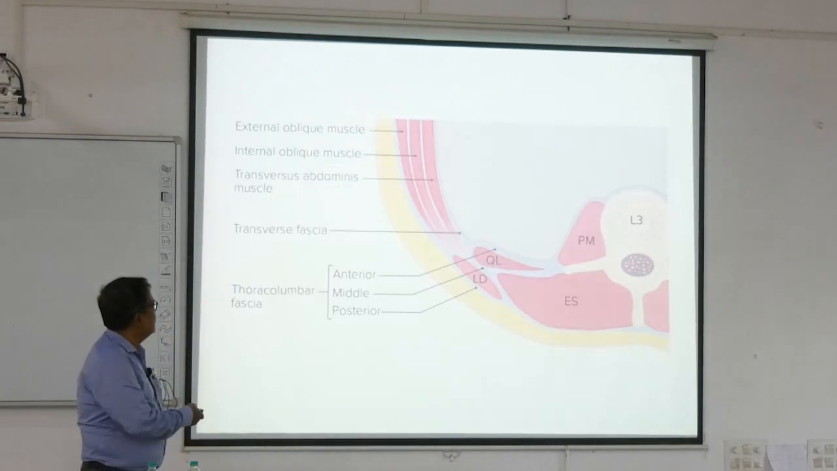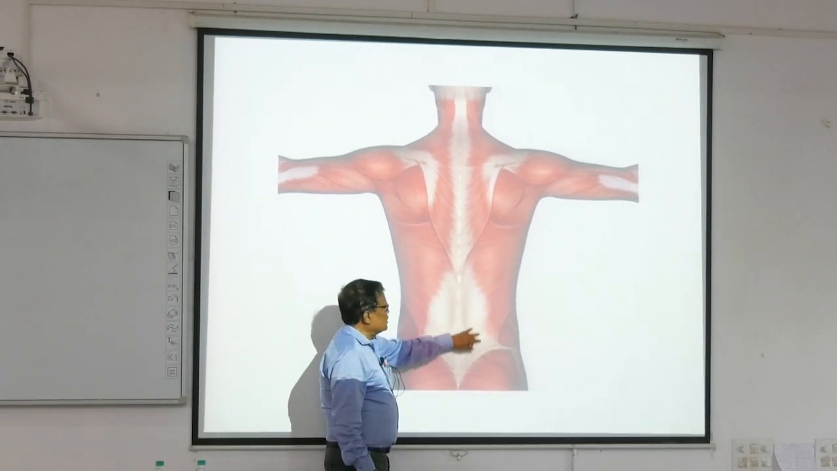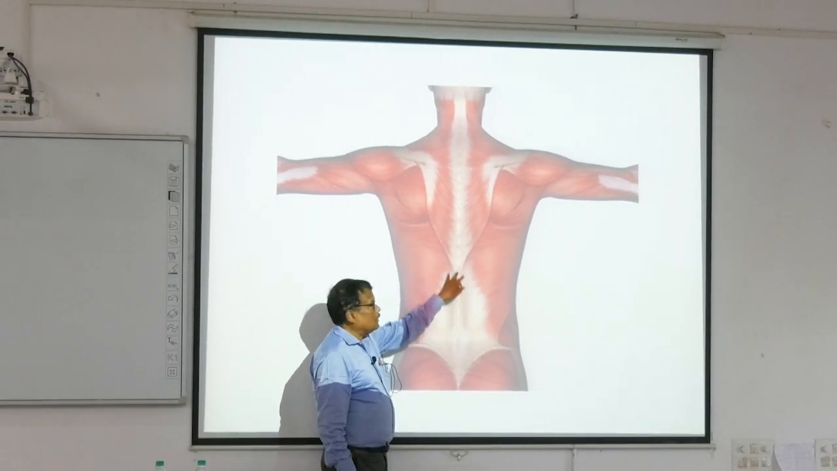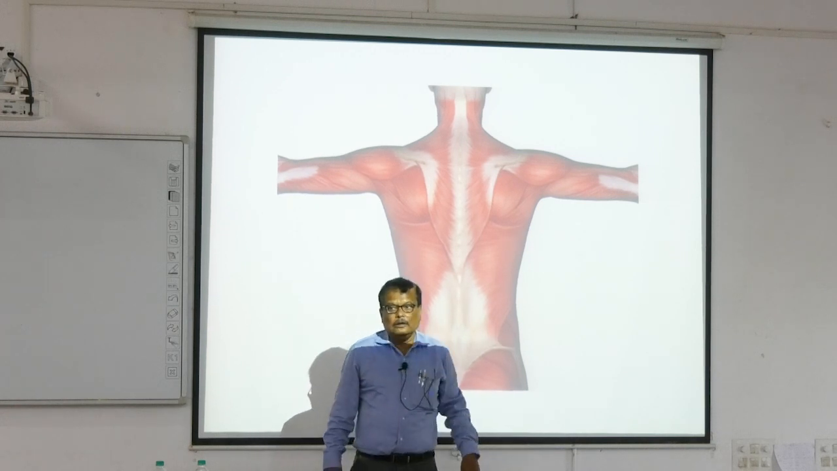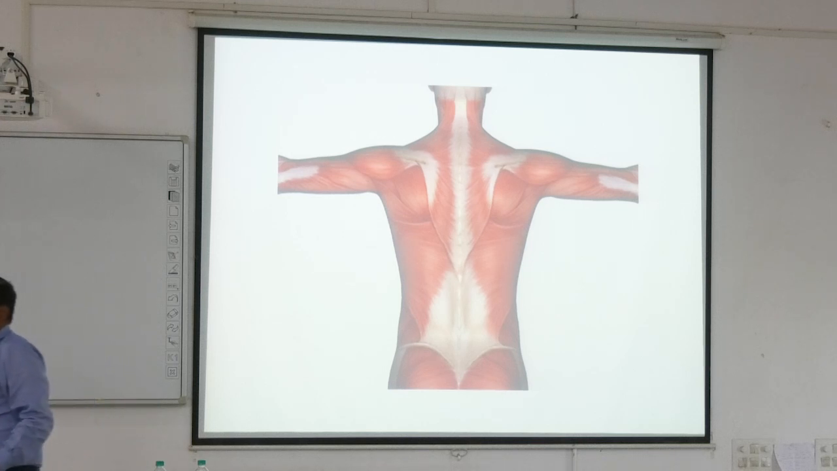But here, there is fascia in the posterior wall. Look carefully, we will need this a little later. It is known as the thoracolumbar fascia. Thoracolumbar fascia. So what is the difference between fascia and aponeurosis?